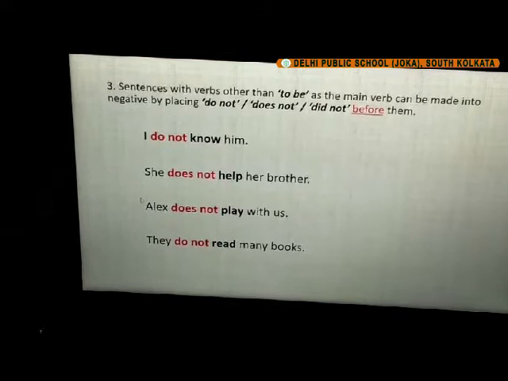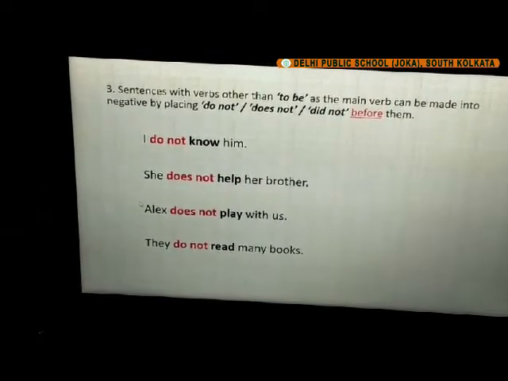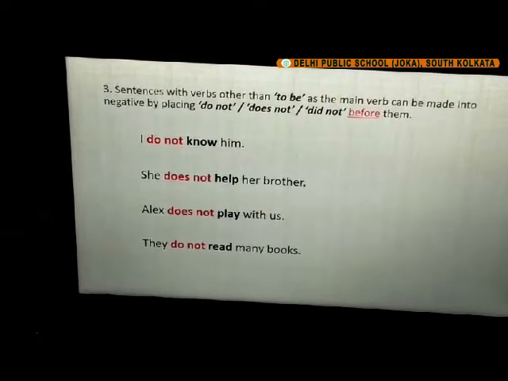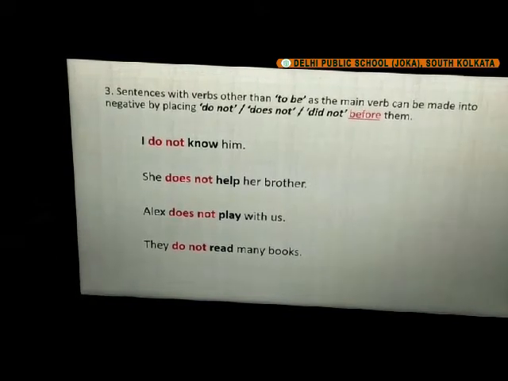Likewise, you have other examples given here. She does not help her brother. Alex does not play with us. They do not read many books.